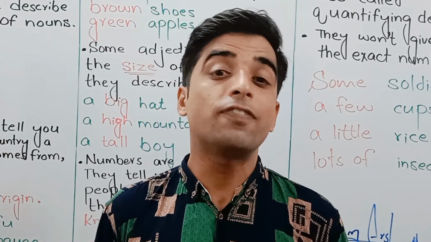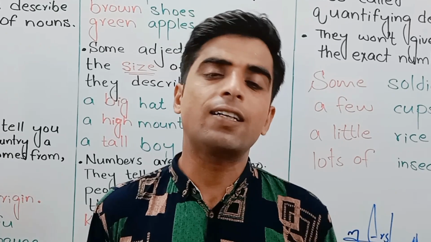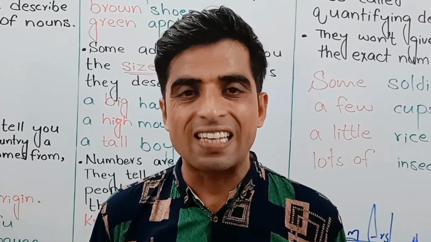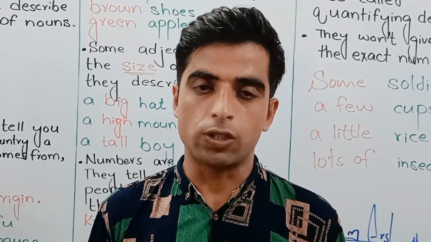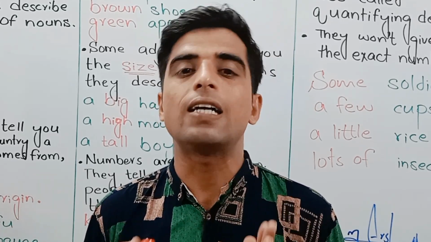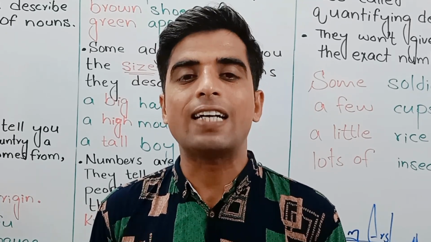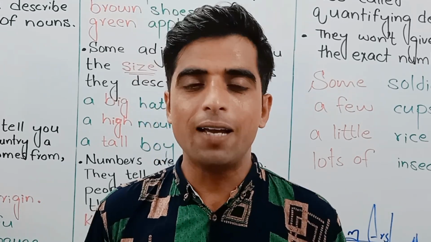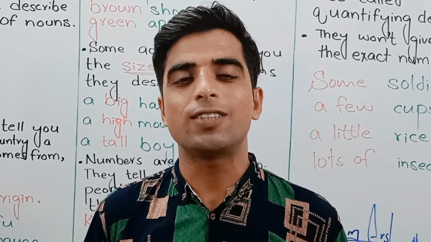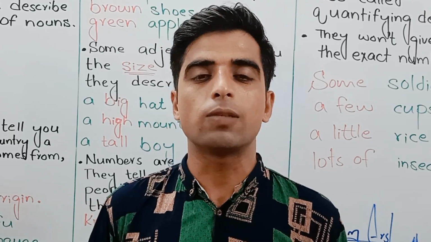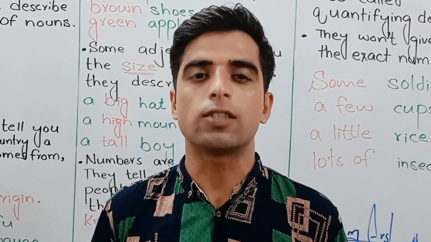Bismillahirrahmanirrahim. There are different kinds of adjectives. Adjectives tell you quantity, quality, size, color, and origin. In the last part of the video, I will tell you the difference between adjective of quantity and quantifying determiners. I am Muhammad Arsalan and you are watching your own grammar channel, Grammar A to Z. So let's make it simple for you with the help of this written description.